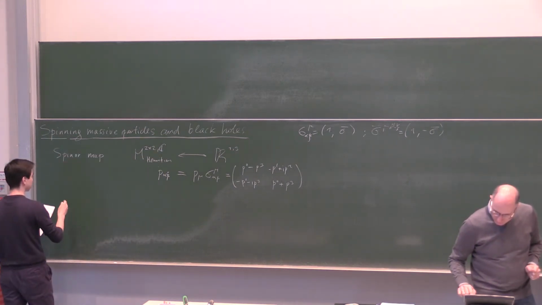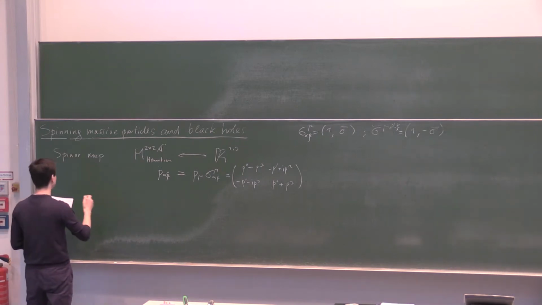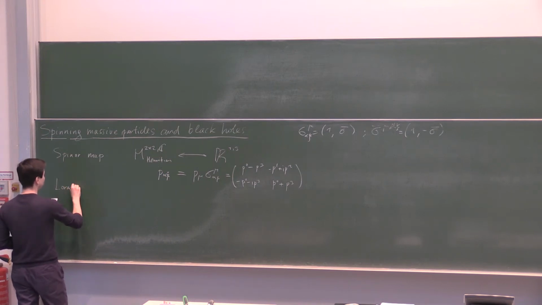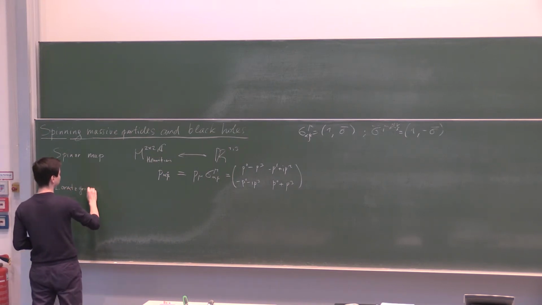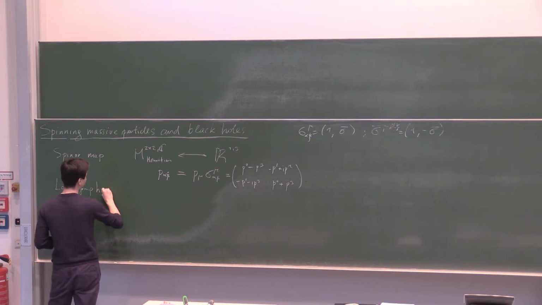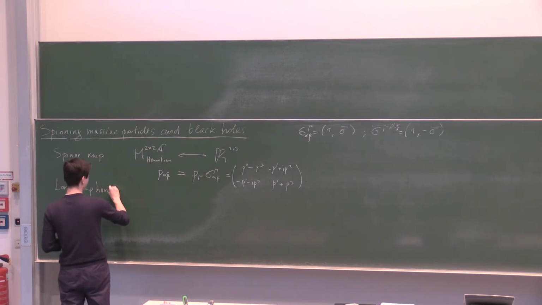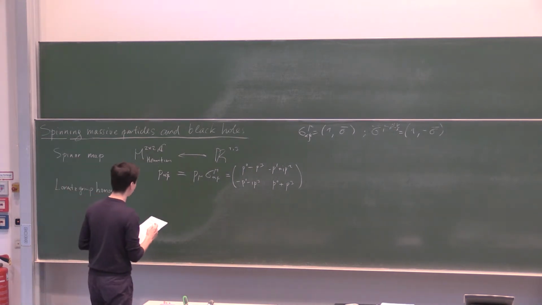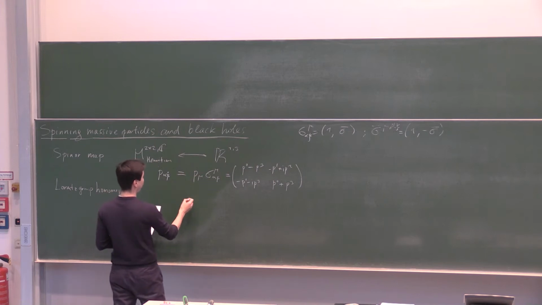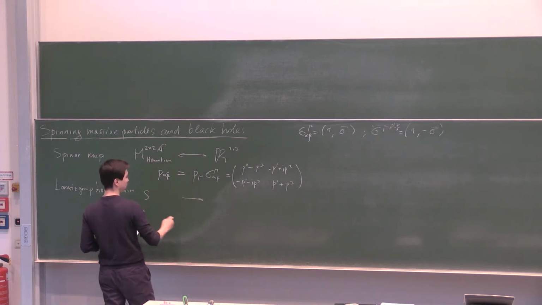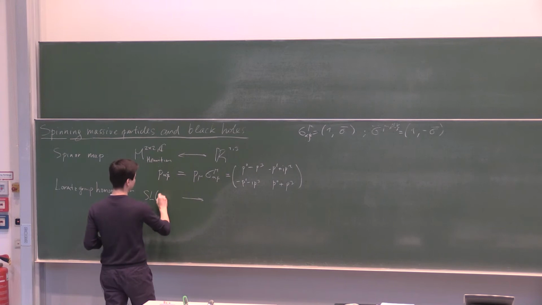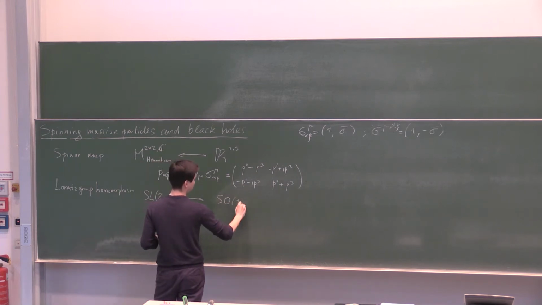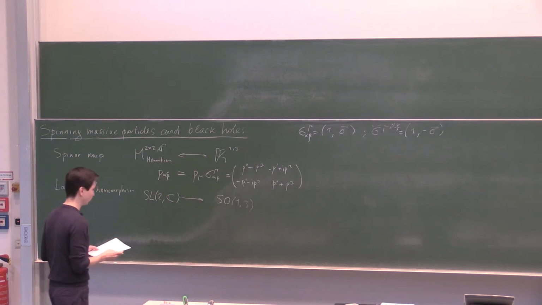So, okay, so this is boring. Slightly less boring is what happens with groups. With the Lorentz group, we have a homomorphism. So it's actually a 1 to 2 map. It goes from SL2C to our SO(1,3).